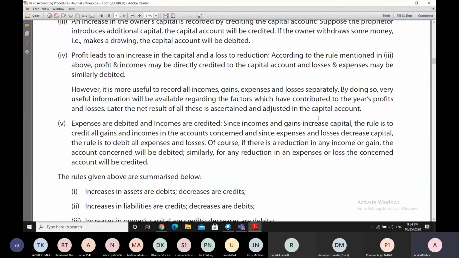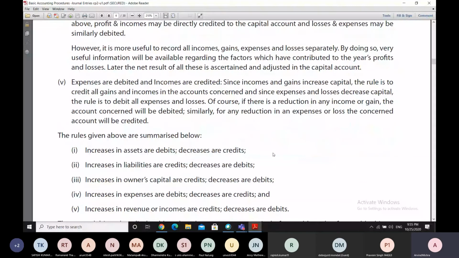Because all the incomes and gains increase the capital, the rule is to credit all the gains and incomes in the accounts concerned. And because expenses and losses decrease the capital, the rule is to debit all the expenses and losses. Of course, if there is a reduction in income or gain, the account concerned will be debited. And if there is a reduction in the expense or loss, the concerned account will be credited.